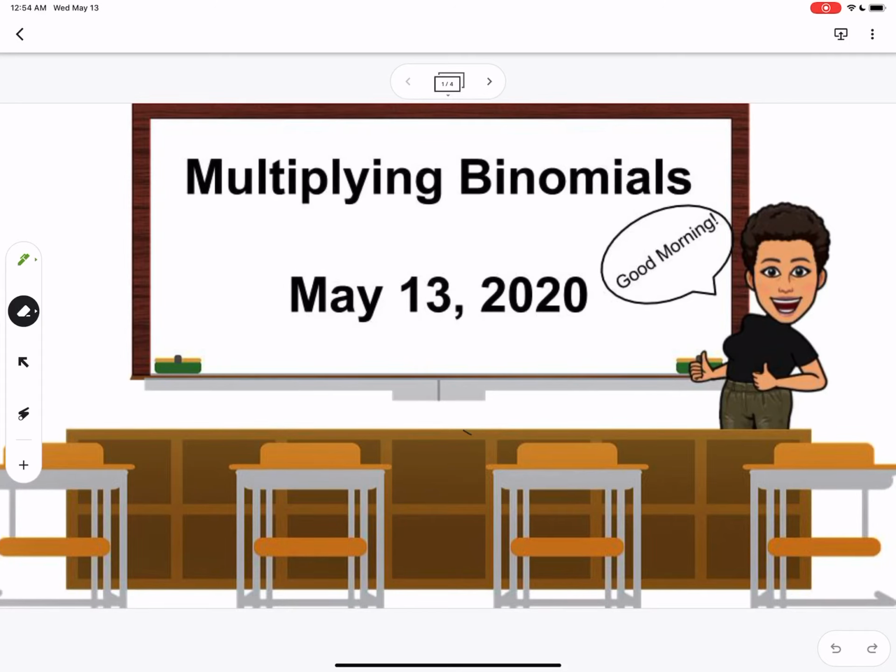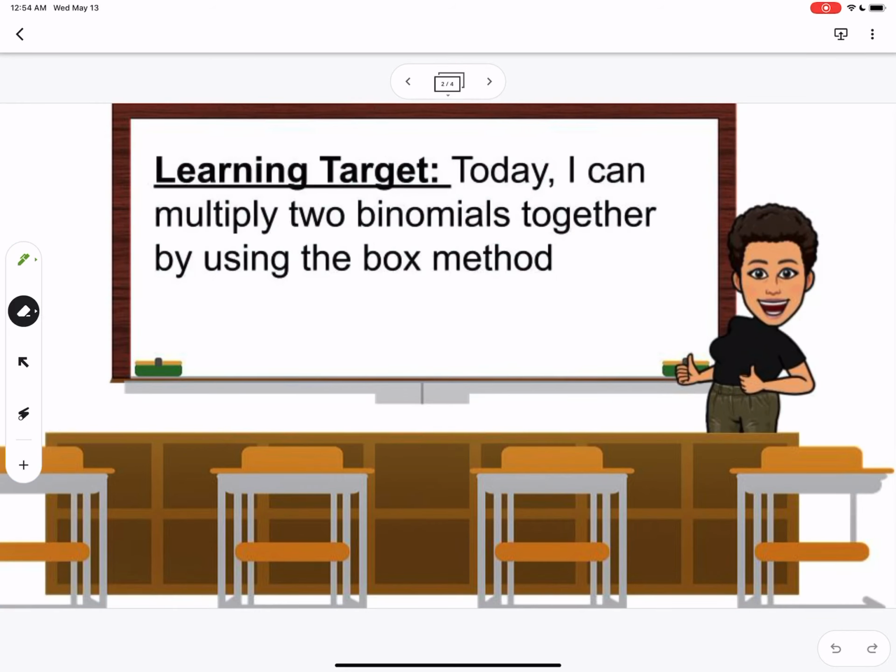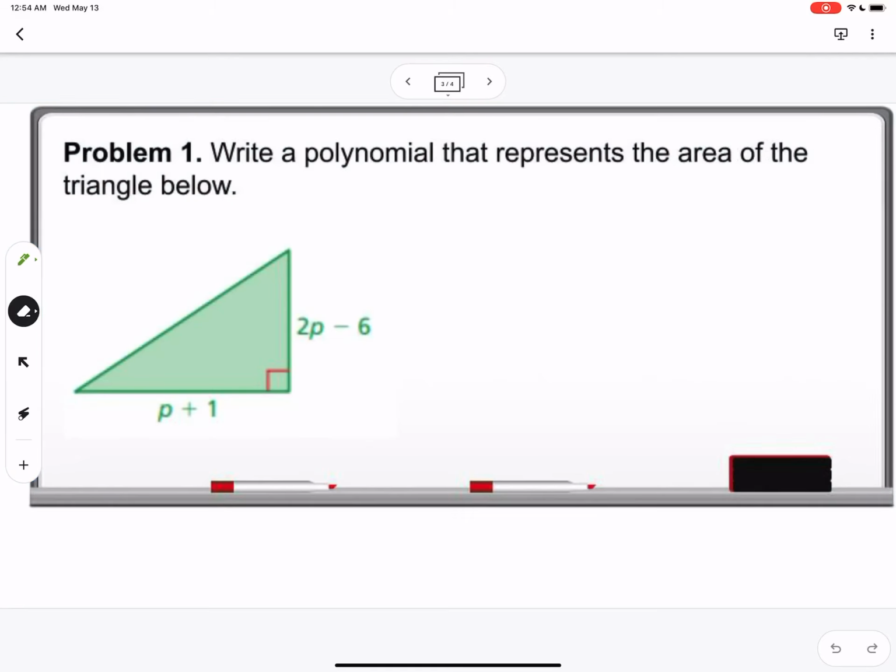Good morning, everyone. So we're continuing our work with multiplying binomials. Our learning target is the same as yesterday. Today I can multiply two binomials together by using the box method. Okay, let's get straight into it.